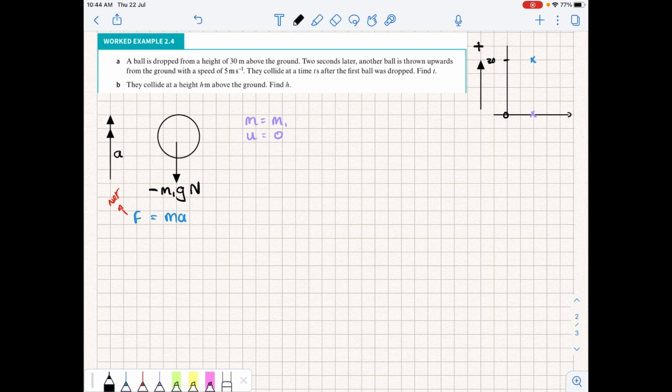So we have minus mass of 1 times g as the force, equal to the mass of the object, which is just m1, times the acceleration we are trying to work out. We can see this is just going to cancel these m's, and I'm going to be left with the acceleration is equal to minus g. So my acceleration is equal to minus g, which is just minus 10 meters per second squared.